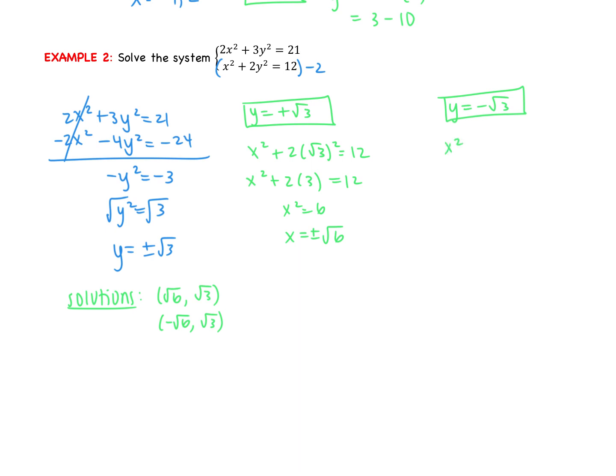So we get x squared plus 2 times -√3 squared. Okay, here's where we're likely to make a mistake. If I take -√3 and I square it, is my result positive or negative? Positive. A negative number squared is going to be positive. So this becomes x squared plus 2 times positive 3. So again, we get x squared equals 6, and x is equal to plus or minus root 6.